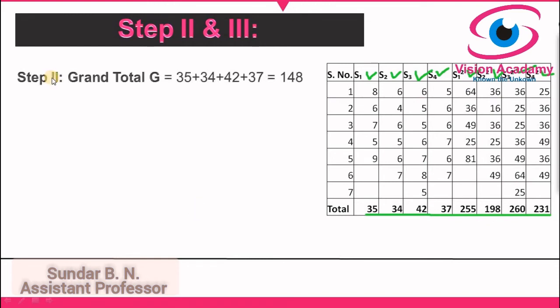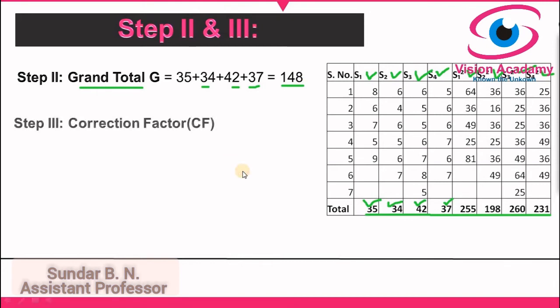Step 2 is to find the grand total of all the K levels in the given situation. We have 4 K's here, which means 4 schools. Take the totals of the 4 schools and add them all together, and it becomes the grand total. So this is 35, this is 34, this one is 42 and this one is 37. When we add all these together, the grand total of all 4 schools is 148. So we can go for the third step then.